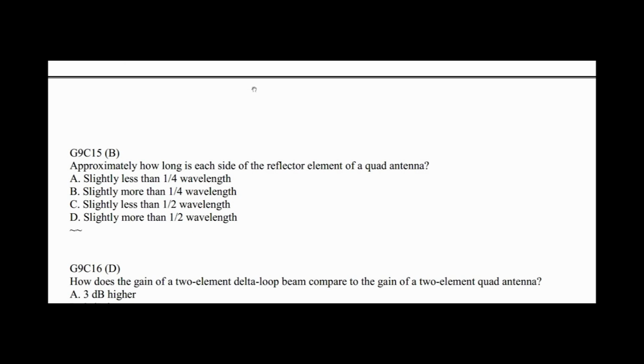G9C15. Approximately how long is each side of the reflector of a quad antenna? Okay, the reflector is slightly longer than the driven element. Each side is 1/4 wavelength plus 3 to 5%. So their answer is slightly more.